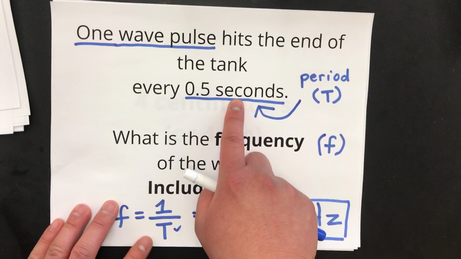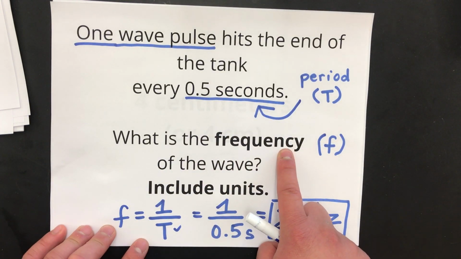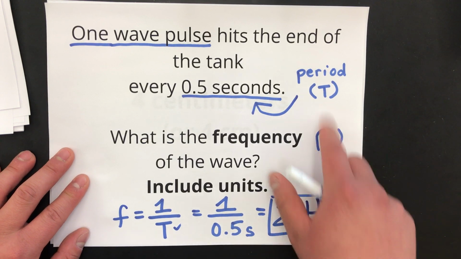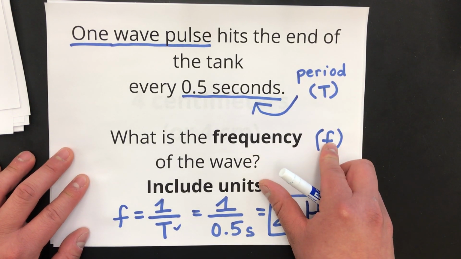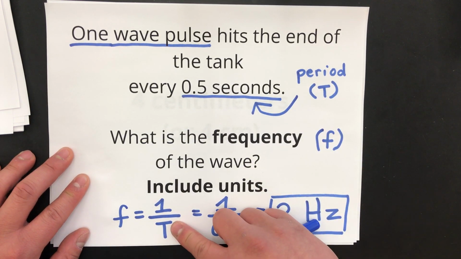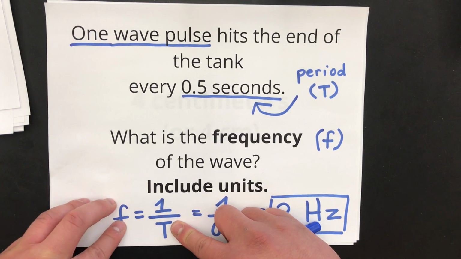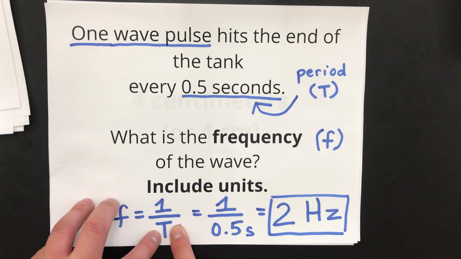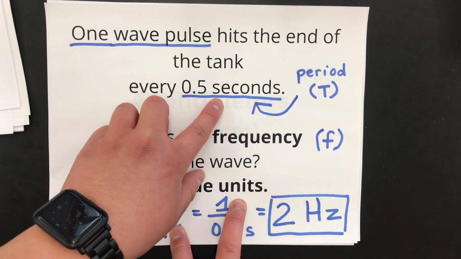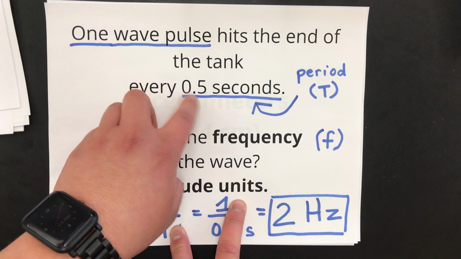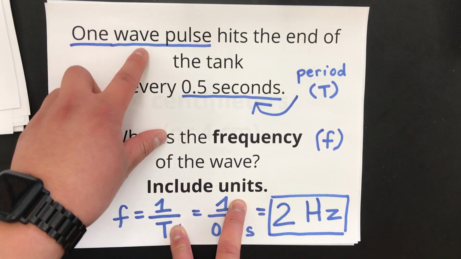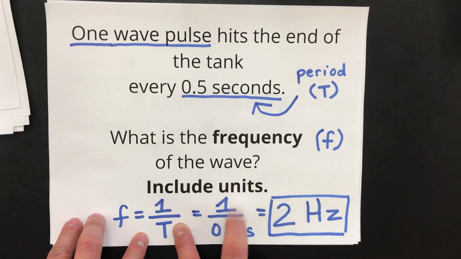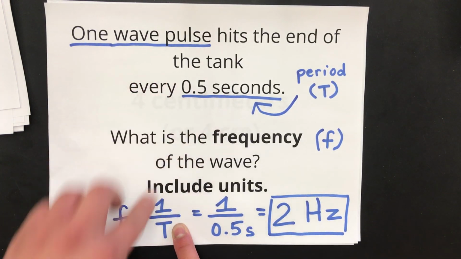Now the question is, what is the frequency of the wave? Okay, remember frequency is lowercase f, and frequency and period are related to each other in a formula. Yes, that formula is right here. So f is equal to 1 divided by T, the period. Do we have T, the period? Yes, it's given in the problem. It says one wave pulse every 0.5 seconds. So all you have to do is plug in the period, 0.5 seconds, for your T.